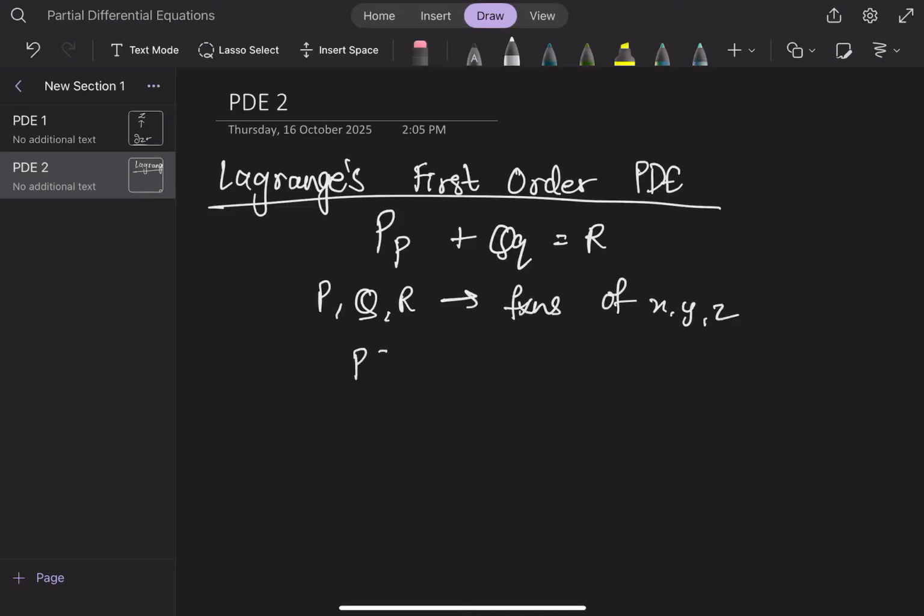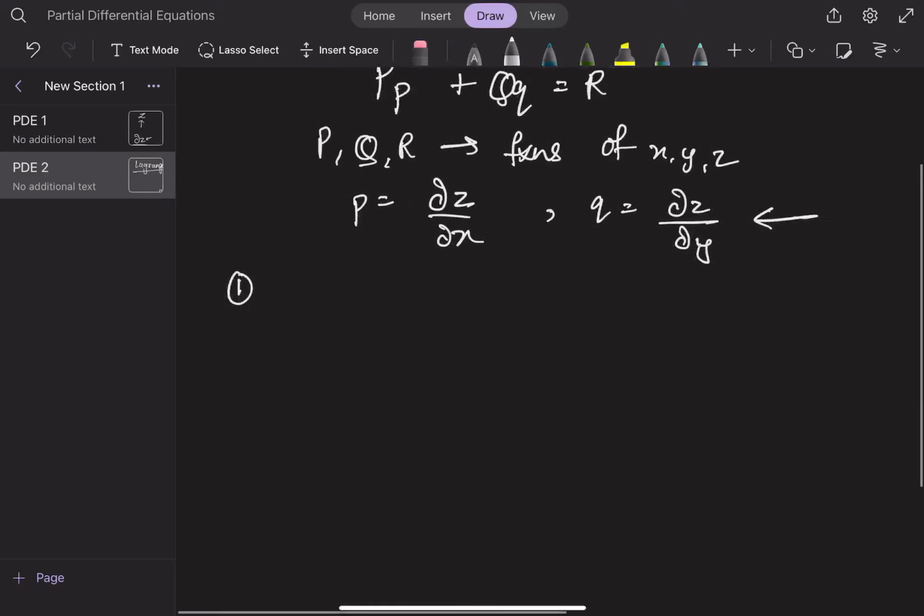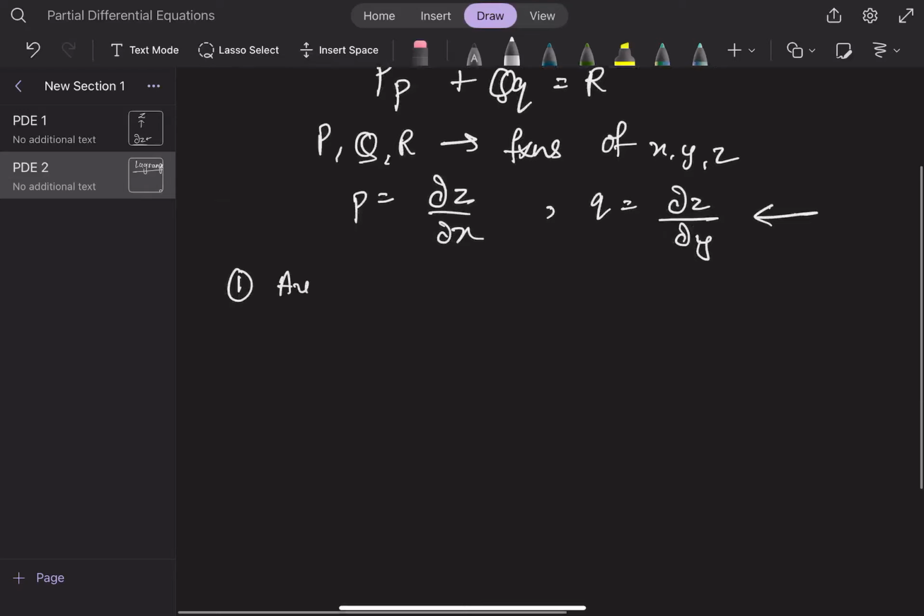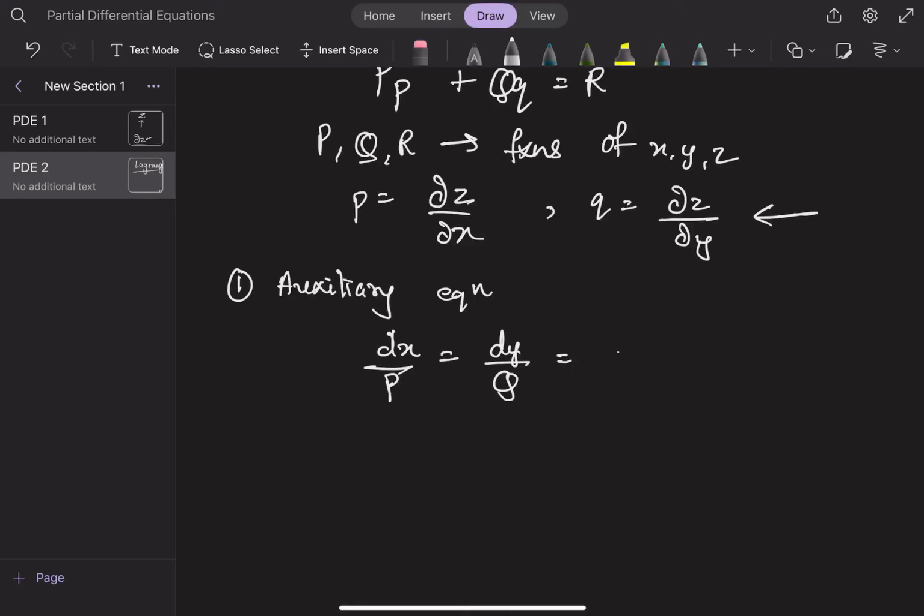And remember, small p is del z by del x and small q is del z by del y. You need to remember these because they will come up in the chapter again and again. So what we are going to do is first we are going to form something called an auxiliary equation. So this is fixed. It is dx by P is equal to dy by Q is equal to dz by R.